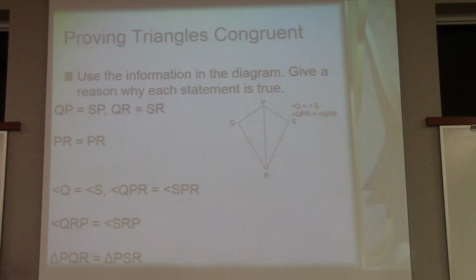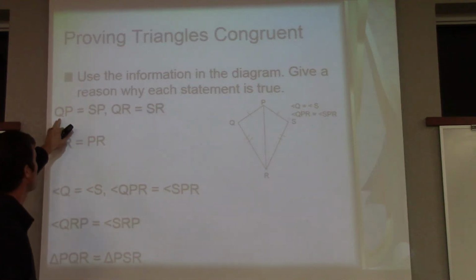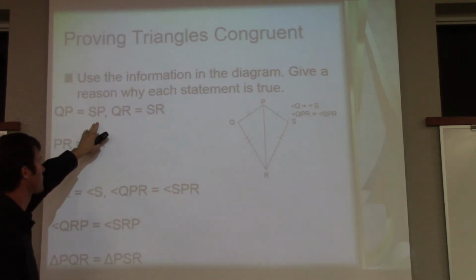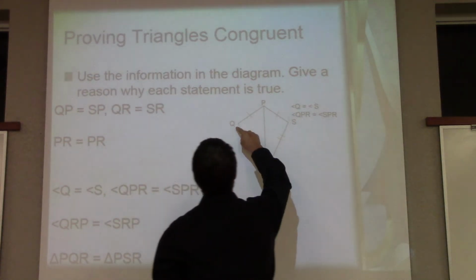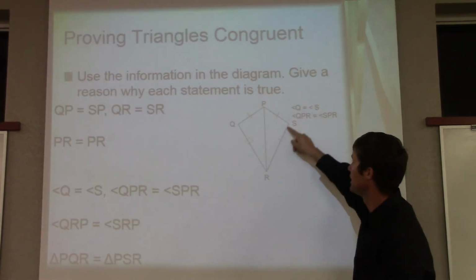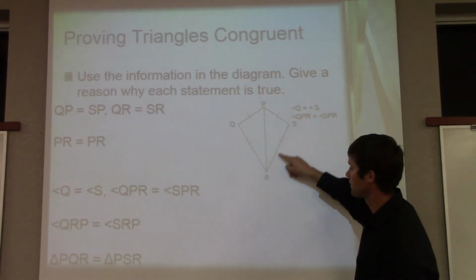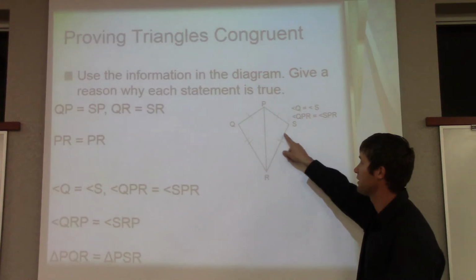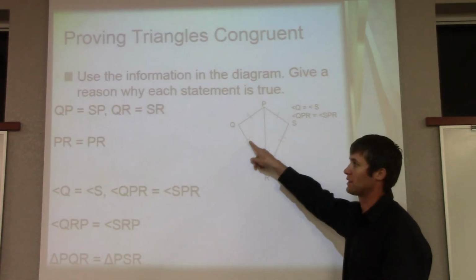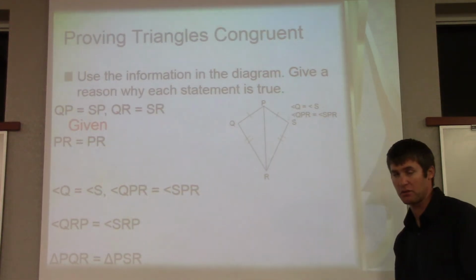Alright, so let's go through this. Use the information in the diagram, give a reason why each statement is true. So, we go through here. How do I know that QP and PS are equal, and QR and SR are equal? Well, what do we have here? Those are congruent markings. So we'd say it's given to us.